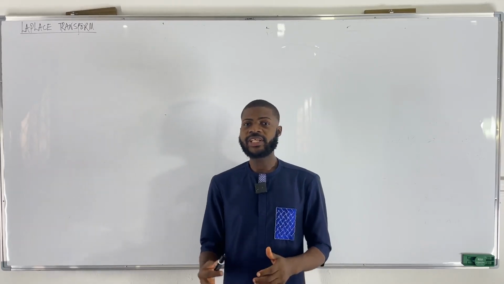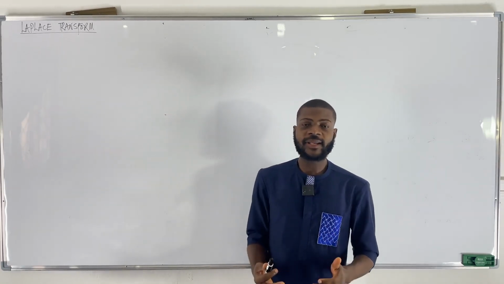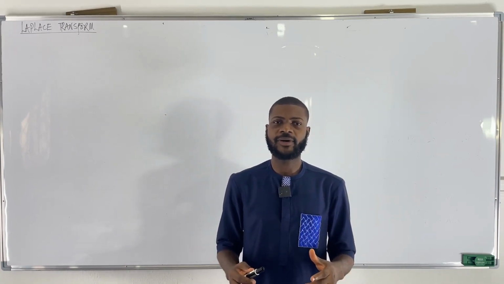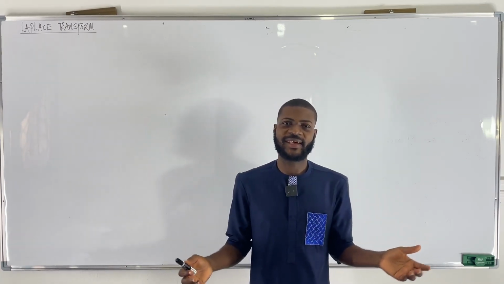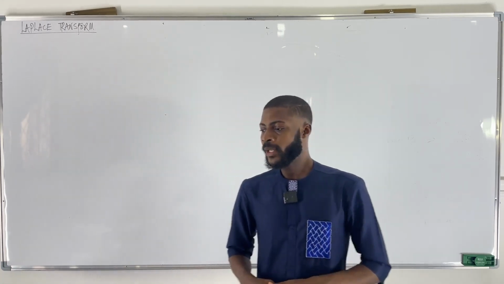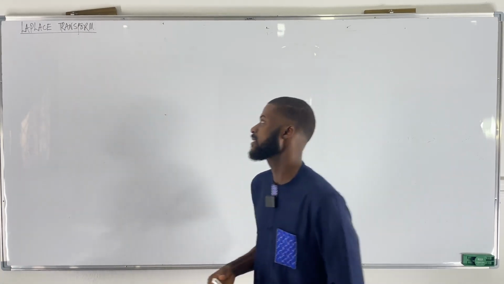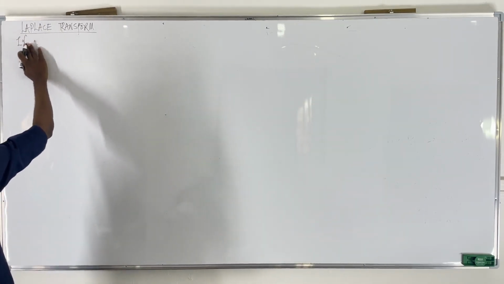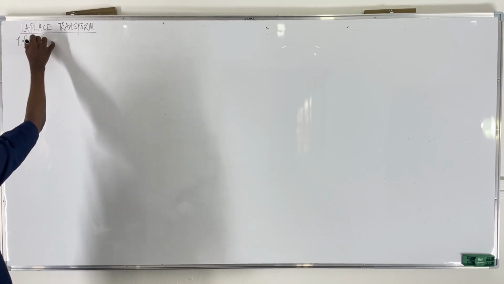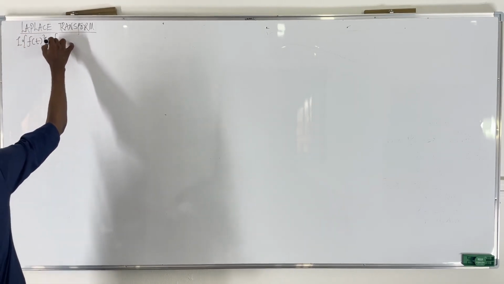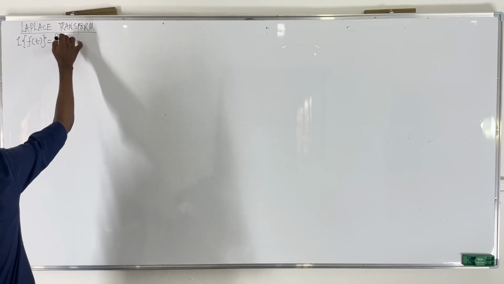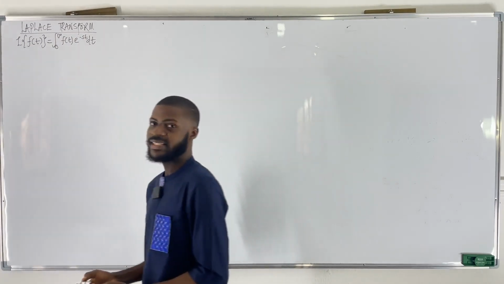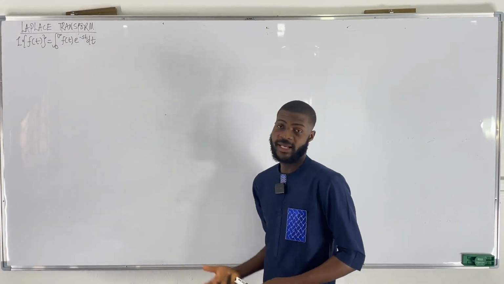Welcome back, guys. In this video, we're going to be finding the Laplace transform of sine and cosine. I would have done them separately, but they should be together because they always go together. They are related, sine and cosine. So let's remember that the Laplace transform of f of t will give the integral from 0 to infinity of f of t e to negative st dt. So that's the formula for the Laplace transform.